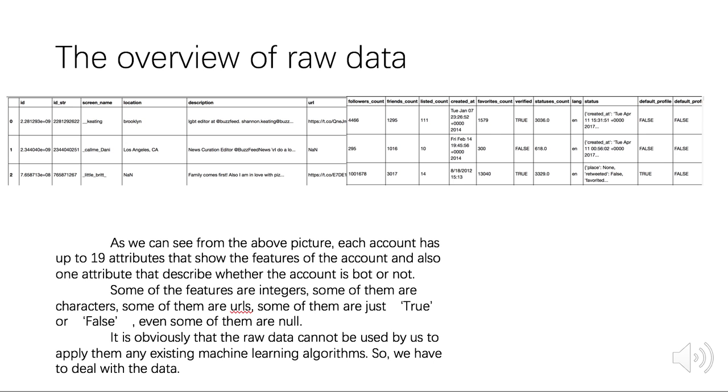And now let's take an overview of the raw data. As we can see from the above picture, each account has up to 19 attributes that show the features of the account, and also one attribute that describes whether the account is a bot or not. Some of the features are integers, some are characters, some are URLs, and some of them are just true or false, and even some of them are null. It is obvious that the raw data cannot be applied to any existing machine learning algorithms. So the first step that we have to do is deal with the data.